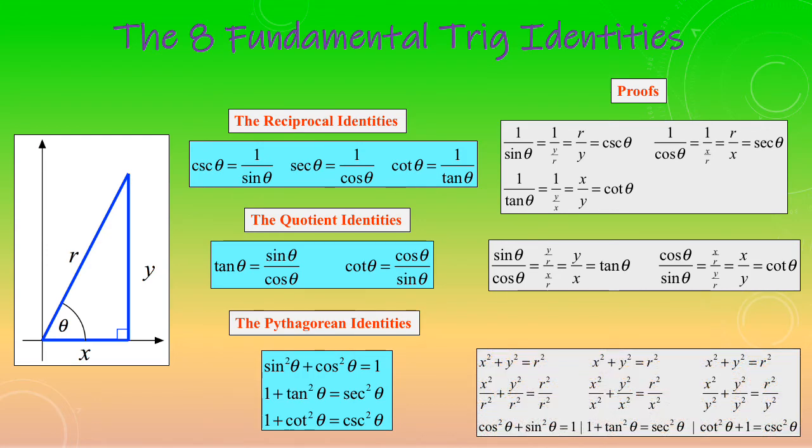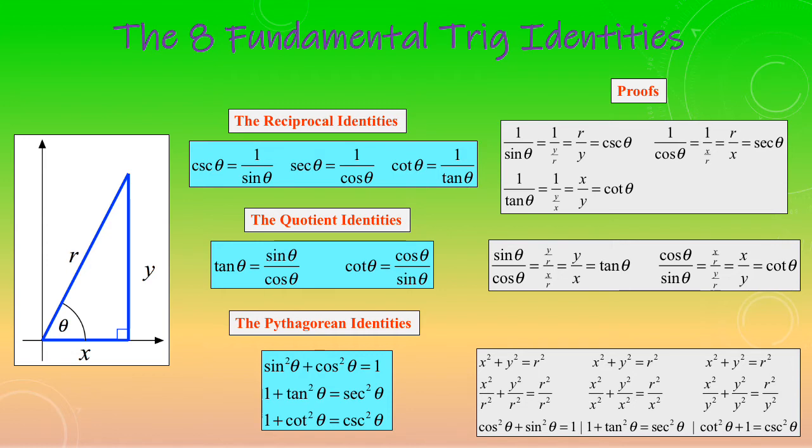We prove these statements somewhat differently. In all cases, we start with the Pythagorean theorem, based upon our picture, x squared plus y squared equals r squared. We divide each term by r squared, and we get x squared over r squared plus y squared over r squared is equal to r squared over r squared. And that gives us cosine squared theta plus sine squared theta is equal to 1. When we memorize this, we tend to say sine squared theta plus cosine squared theta is equal to 1.